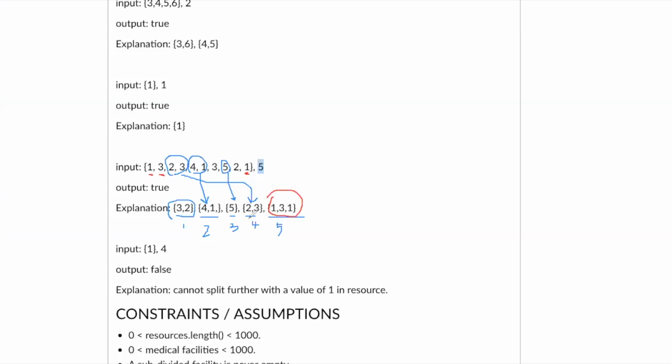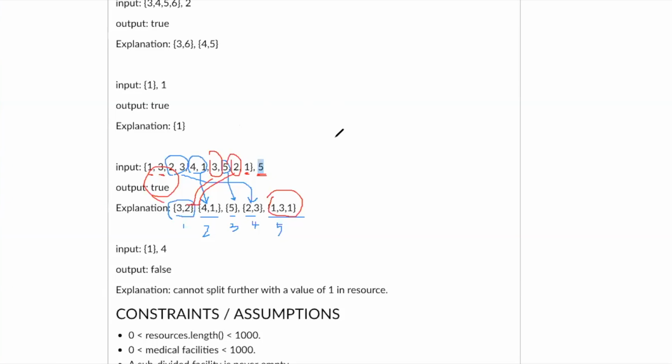What else is left? 3 and 2, right? This 3 is from here. This 2 is right here. This one goes into the first group. So it looks like, given these resources, they can be evenly distributed into 5 medical facilities. So the answer is true.